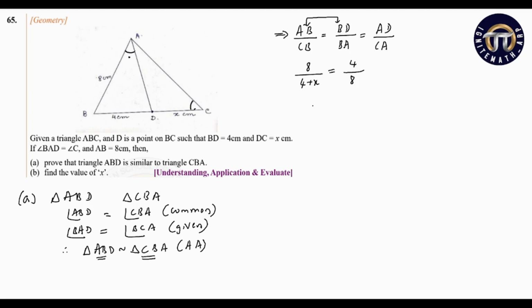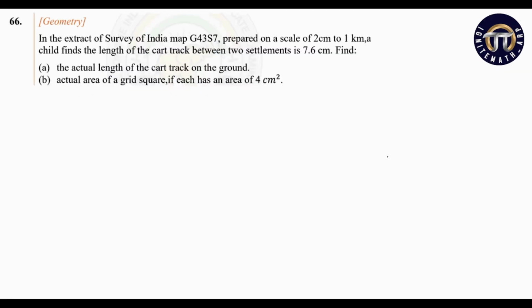So what I do here is I'll cross multiply. 8 into 8 is equal to 4 into 4 plus X. Or you can just retain this 4 over there, no issues. So 8 into 8 divided by 4 is equal to 4 plus X. So 16 minus 4 is equal to X. X is equal to 12 centimeter is my answer. Is that clear, children? X is equal to 12 centimeter is the correct answer. So now let's move to the next question.